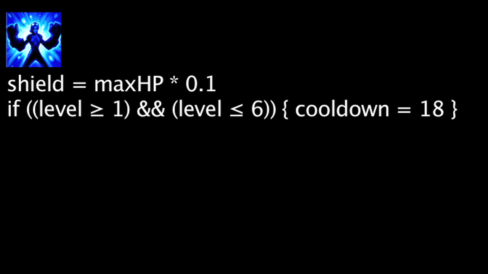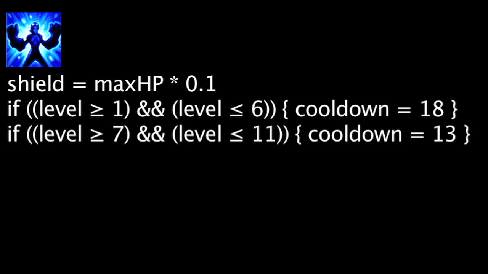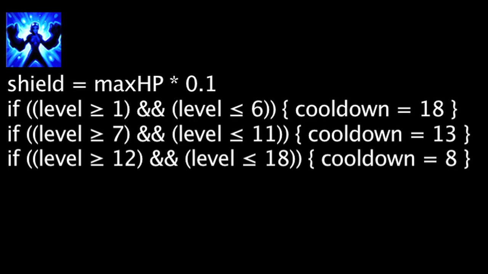Vi's passive ability, Blast Shield, will grant her a shield equal to 10% of her maximum health whenever she deals damage to an enemy with an ability other than Denting Blows. Blast Shield has an 18 second cooldown if Vi's between levels 1 and 6, 13 seconds if Vi's between levels 7 and 11, and 8 seconds if Vi's between levels 12 and 18.